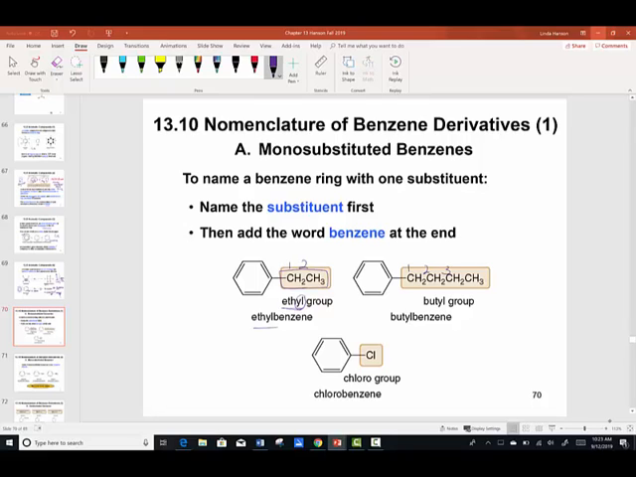Here we have a branch coming off a benzene that is 4 carbons long. We'll call that a butyl group. Notice the YL ending tells me it's a substituent off of a benzene. It's simply called butylbenzene. And here we have chlorobenzene. And any halogen that we were to connect off of a benzene ring, this would simply be called iodobenzene. Notice how it ended in O. So those halogens are also named alphabetically if we do have more than one on the same ring.